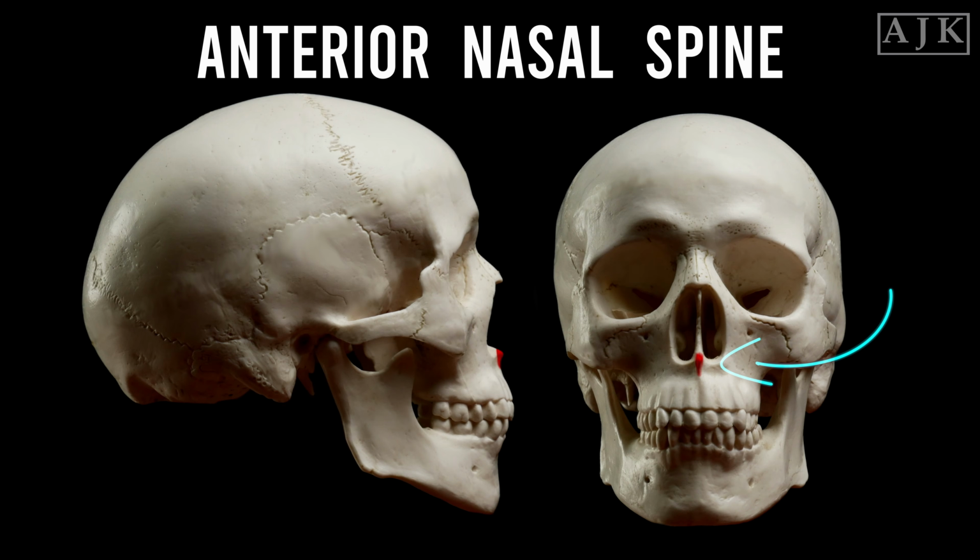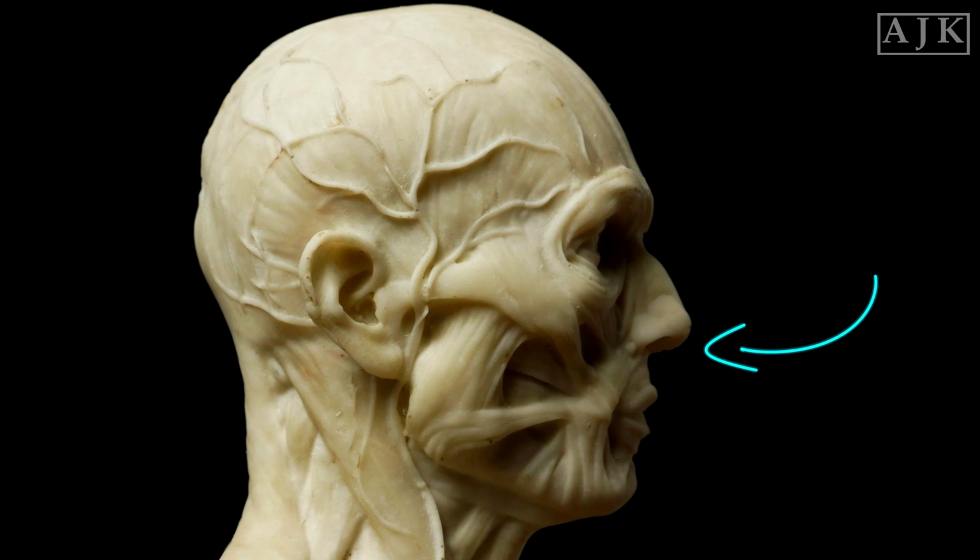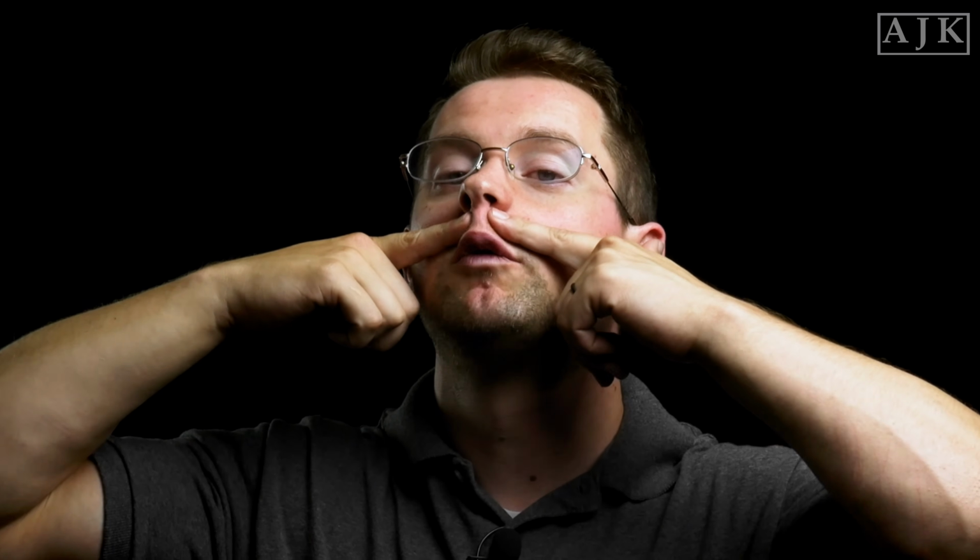If you feel the base of your nose, that bony bump is the anterior nasal spine. And then the cartilage of the nose, the nasal septum, right there, comes off of that, and then the wings of the nose pinch on either side, making the lip look like it's pushed forward in space.